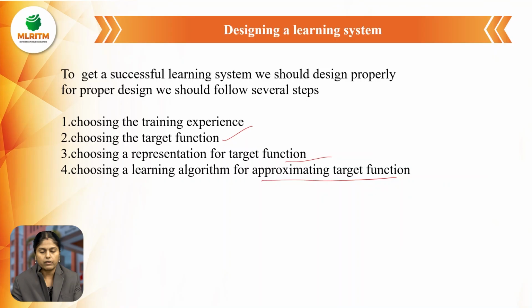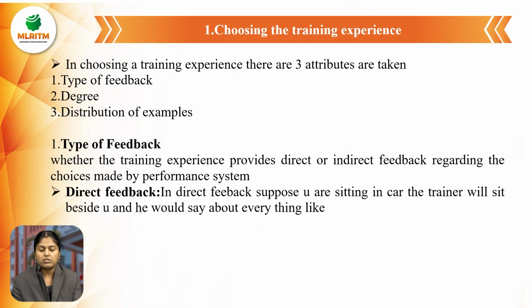In the first step, we are going to see about choosing the training experience. In choosing the training experience, there are 3 attributes. The first one is type of feedback, the next one is degree, and the third one is distribution of the examples. These are the 3 attributes for choosing the training experience for the model of the learning system. First, we'll see about the type of feedback.